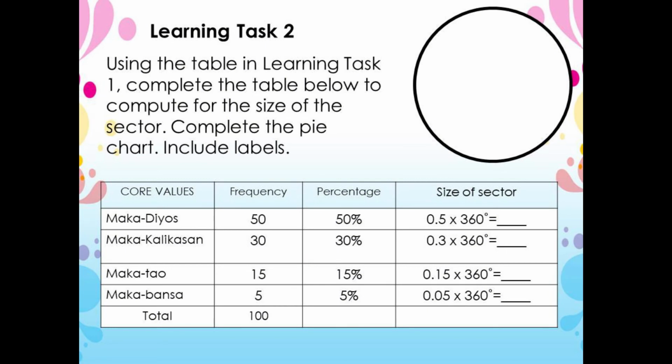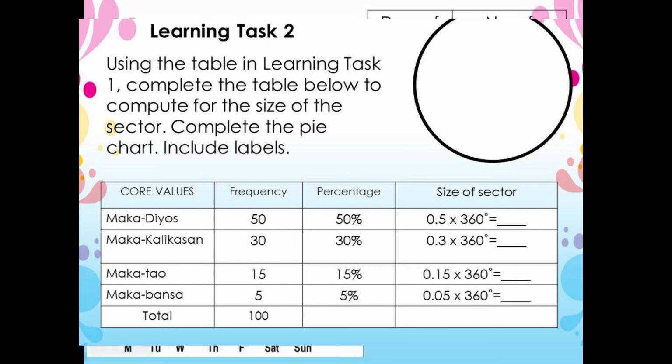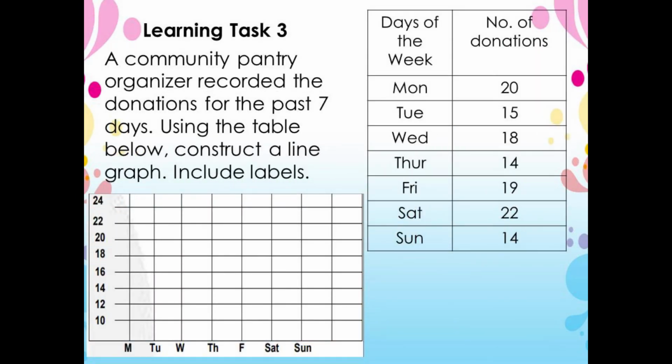Learning Task 2. Using the table in Learning Task 1, complete the table below to compute for the size of the sector. Complete the pie chart and include the labels. And for Learning Task 3, a community pantry organizer recorded the donation for the past 7 days. Using the table below, construct a line graph and include labels.